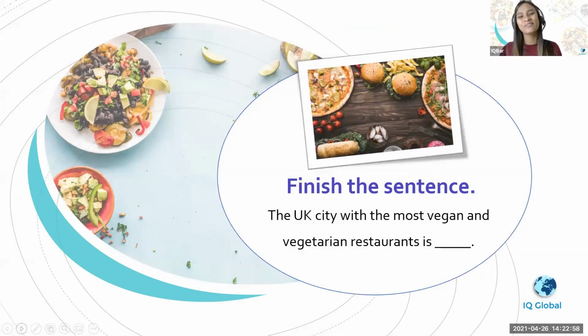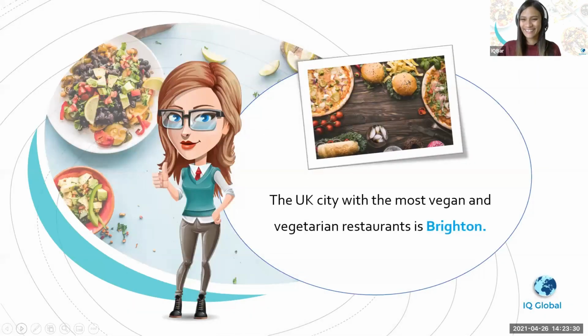All right, so now let's move on to another finish the sentence activity. This is a very common activity in all of our webinars, so let's have a look. The UK city with the most vegan and vegetarian restaurants is, the UK city with the most vegan and vegetarian restaurants. And it was down south. It's Brighton. Good. Very good. Fantastic.